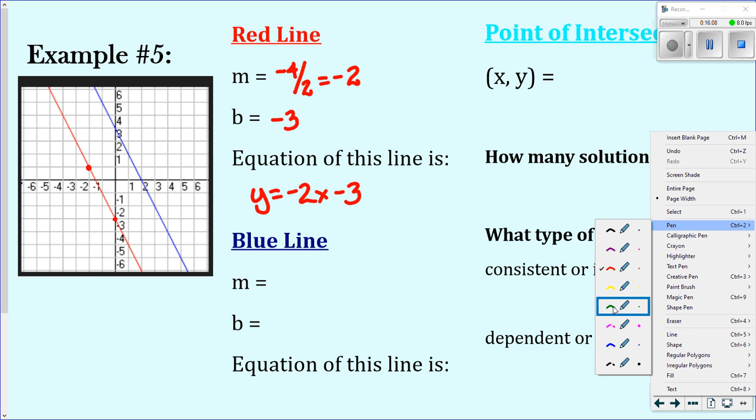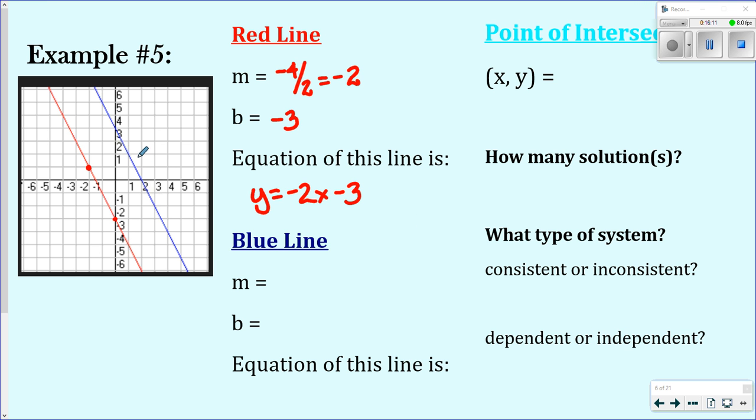For the blue line, I'm going to do the same thing. Let me see. I find this point, and then this one is sitting on this line. All right, so the m, going 1, 2, 2 down, and then 1 to the right, and that's also -2. Oh, look what I'm seeing. And then the b, this is 3. I notice that the slopes are the same, so right away I know that, yes, those two lines are parallel.